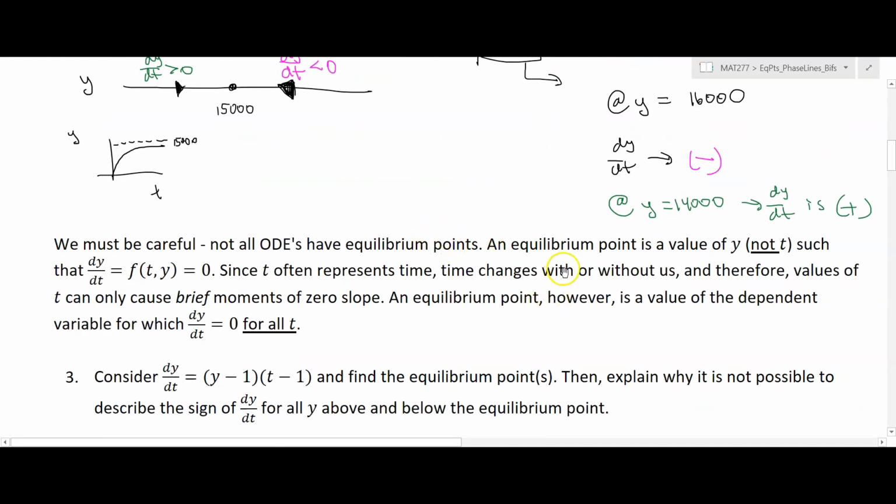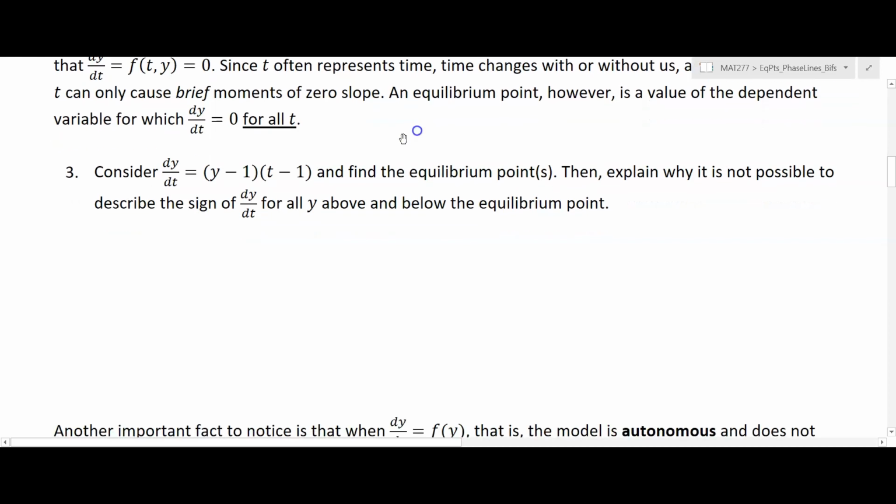I just want to emphasize here that an equilibrium point is a value of y. It's not a value of t, it's a value of the dependent variable such that dy/dt is 0. Since t often represents time, time changes with or without us, and therefore values of t can only cause brief moments of 0 slope. An equilibrium point, however, is a value of the dependent variable for which dy/dt equals 0 for all time. So let's take a look at one example where that is the case.